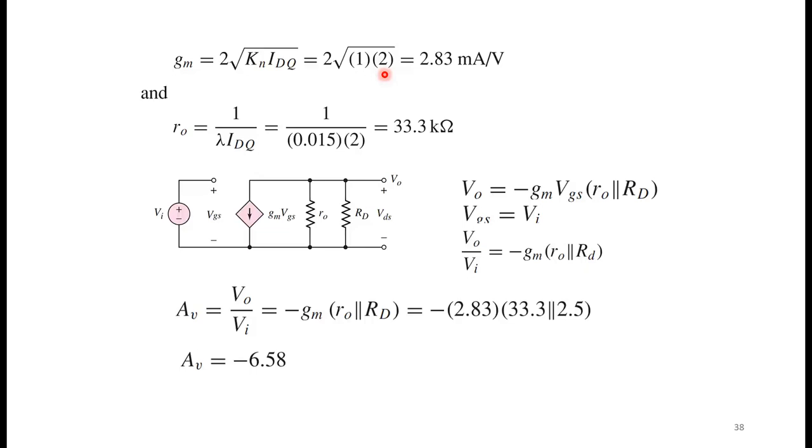So anyway, now that we have this value, we can find the voltage gain. Again, the same process: you have the V out expression found from Ohm's law at r out parallel with RD, V equals IR, and VGS is actually equal to V in. Find the expression, replace it in here, and we get an expression of voltage gain at negative 6.58.